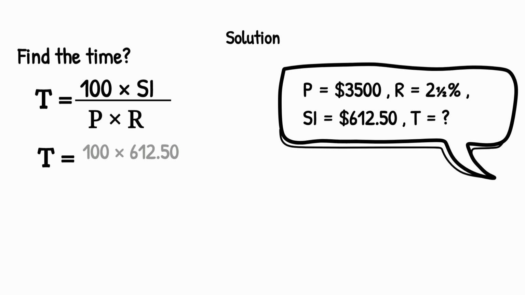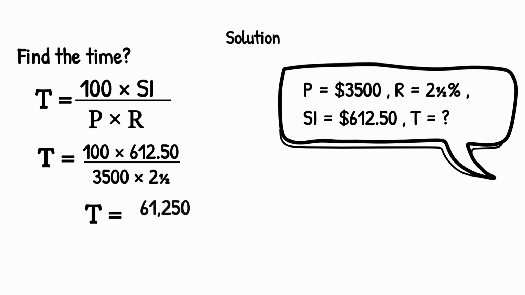So the next thing to do now is to input your information into the formula. So 100 multiplied by 612.50 is equal to 61,250. 3,500 multiplied by 2.5 is equal to 8,750. By the time you divide that, your time will be equal to 7.